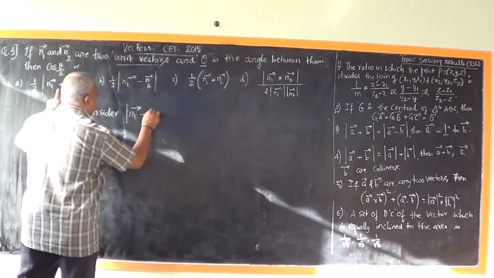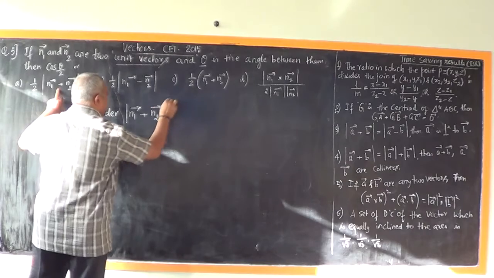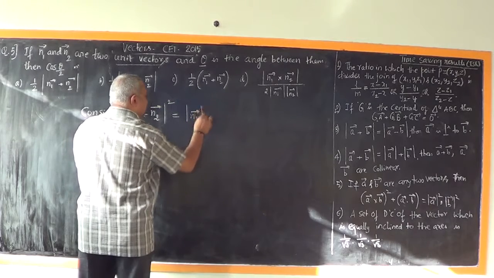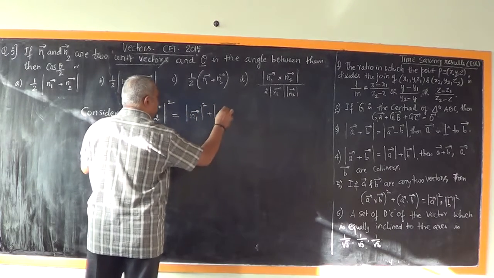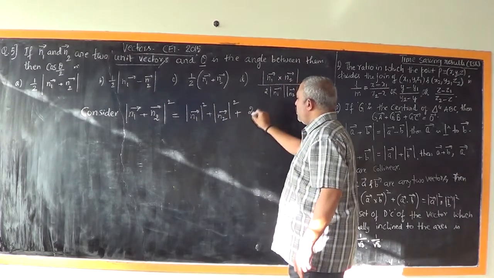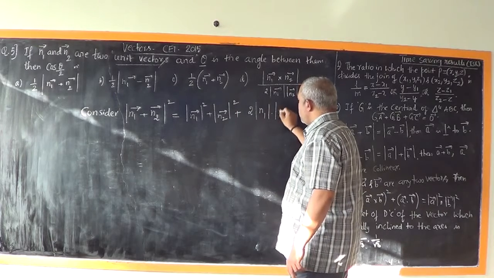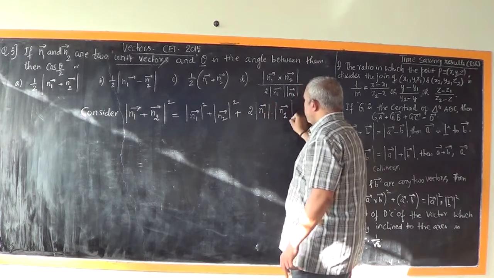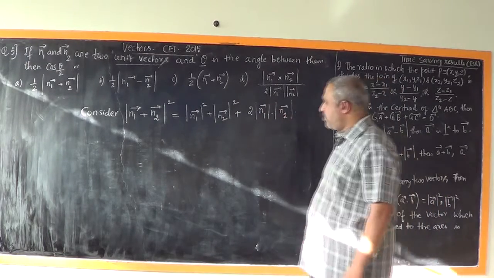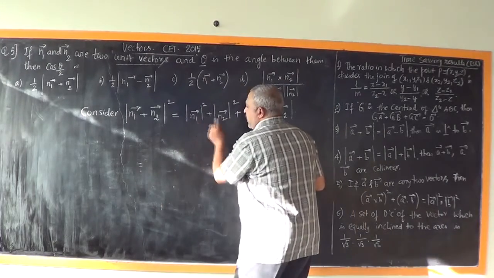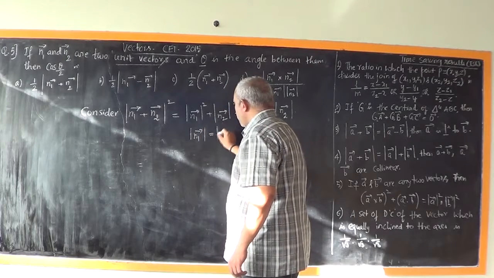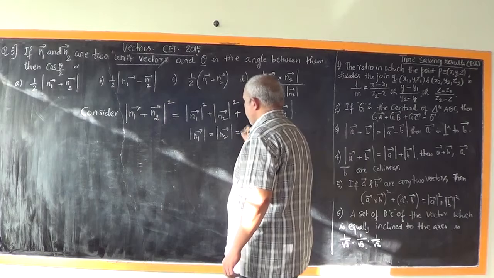Let us consider the magnitude of vector n1 plus vector n2 squared. Let's square it. So when you square this, this is the magnitude of vector n1 squared plus the magnitude of vector n2 squared plus 2 into the magnitude of vector n1 into the magnitude of vector n2. This is a dot product here. Now use the definition of dot product. And since n1 and n2 are unit vectors, the magnitude of vector n1 is equal to the magnitude of vector n2, which is equal to 1.